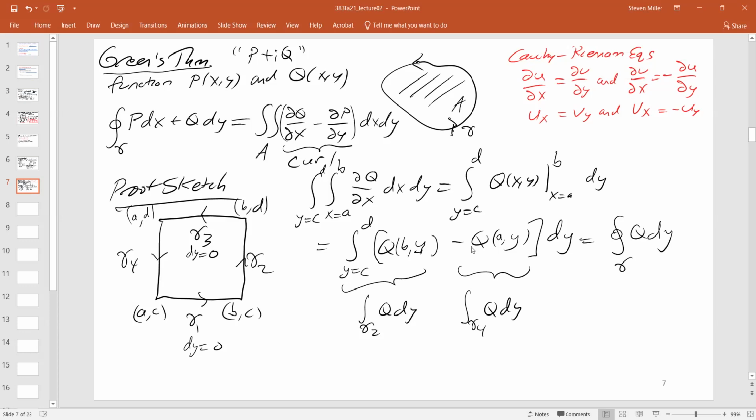So this is meant to just be a sketch of the proof as to why everything works out. This is not meant to be fully rigorous, just if you've seen some multivariable calculus before, hopefully this gives you some idea of why Green's theorem is true. All right, this is for a rectangle.